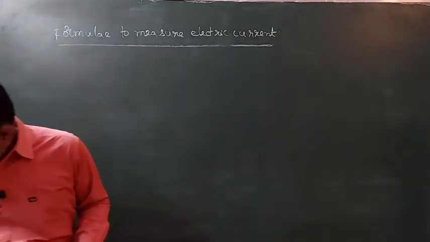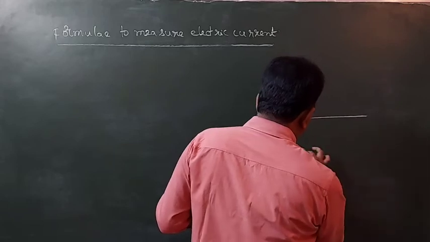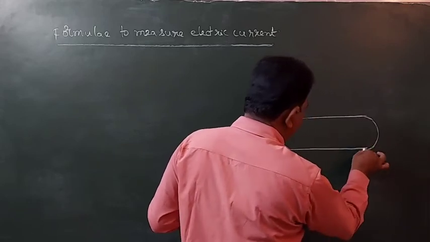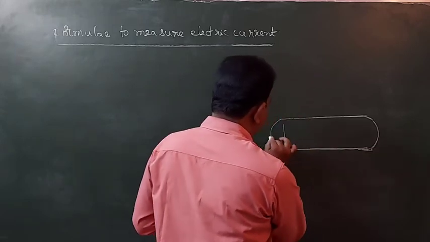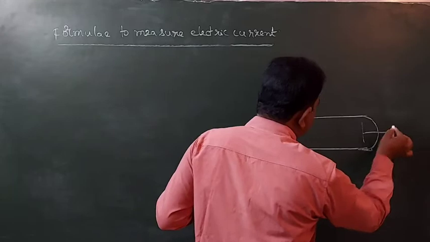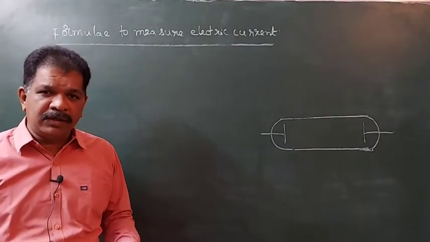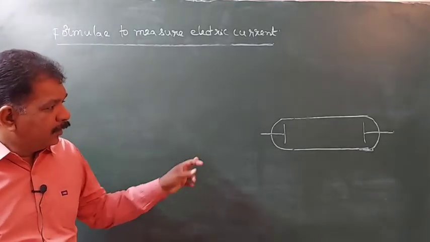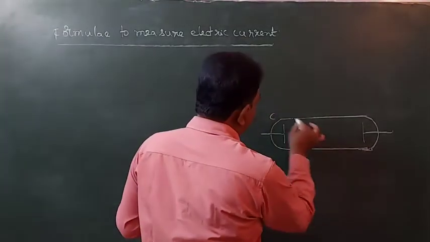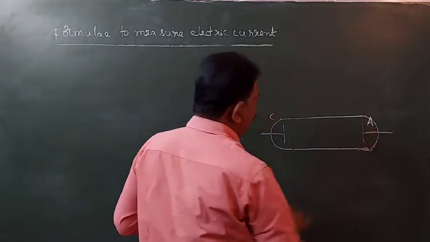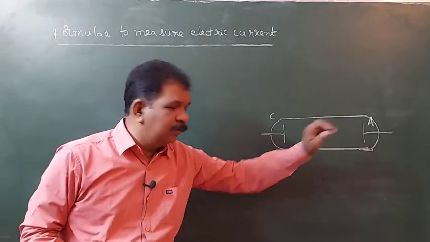Let us assume it is an evacuated glass tube. Evacuated means what? Air is completely removed from that glass tube. Then that glass tube is called an evacuated glass tube. Okay. It has two terminals, one cathode and another anode. It is emitting electrons and protons.